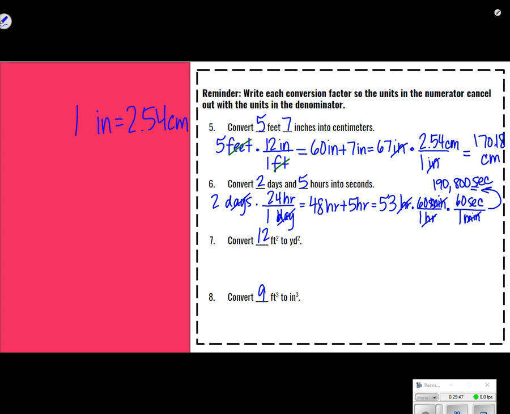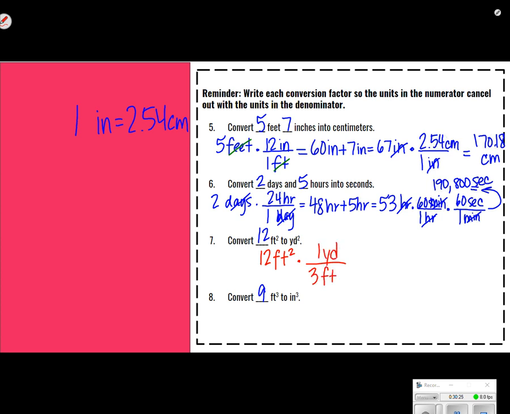All right, with the next two, they like these on the ACT. They like to give you square feet and have you convert them, or square yards, or cubic inches, or whatever to convert, because usually you'll forget things. Let's look at converting 12 square feet into yards. So the question is, how many feet are in a yard? And there are 3 feet in 1 yard.